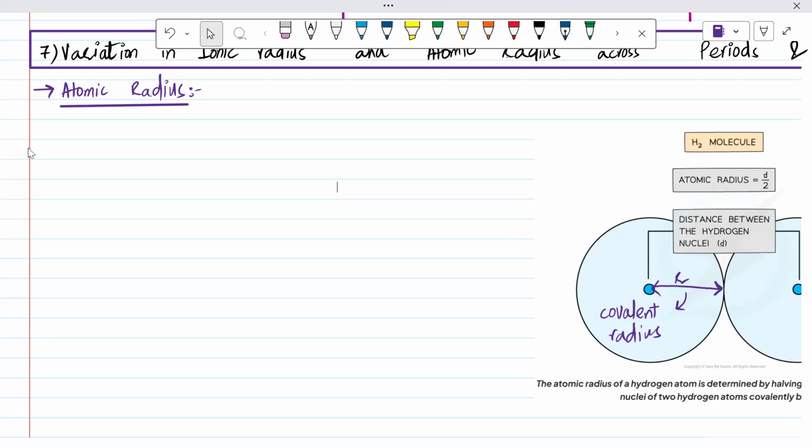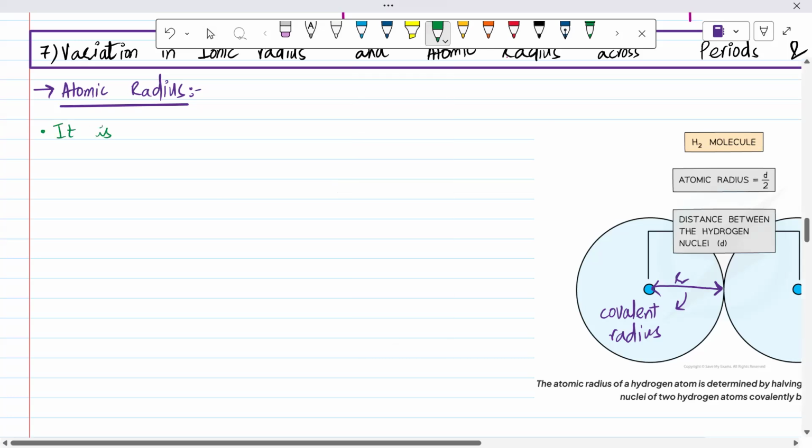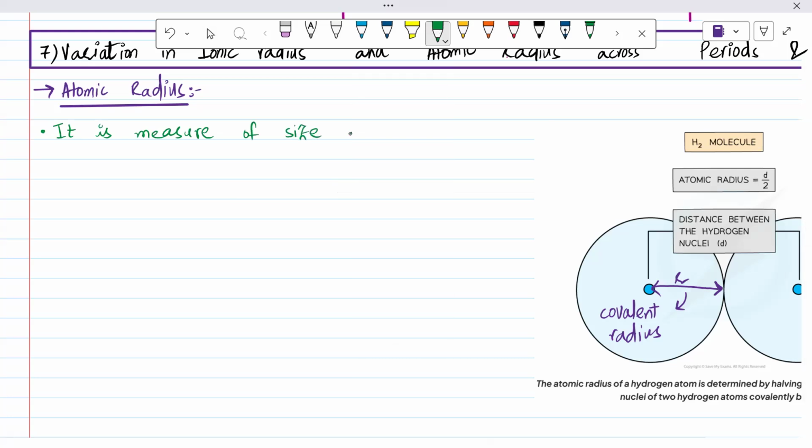So the atomic radii of an element is simply the measure of the size of an atom. Simply we can say it is the measure of the size of an atom, that is, how much is the size of that particular atom. It is the measure of the size of an atom for a particular element.